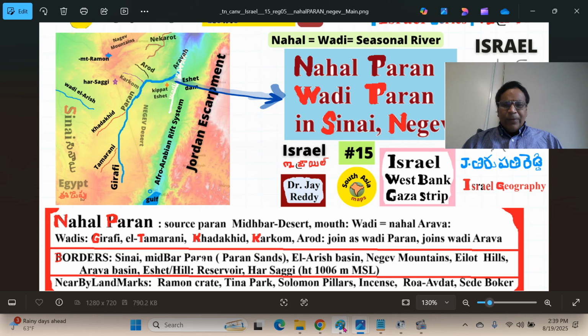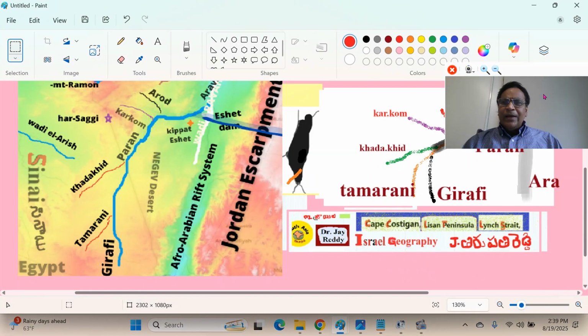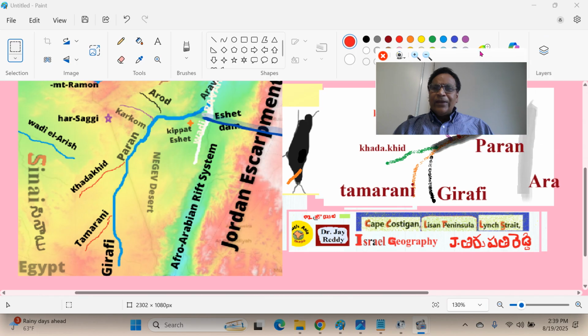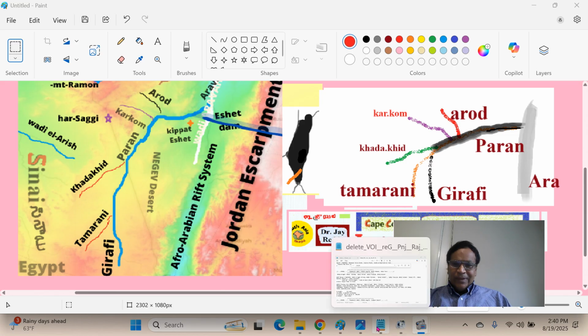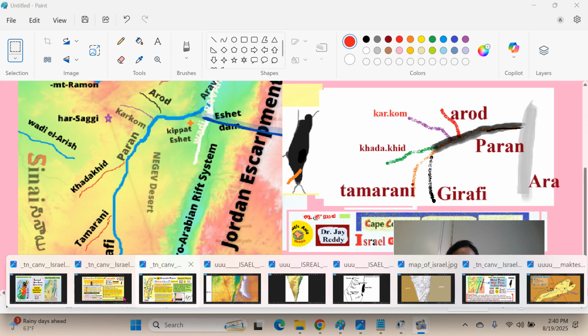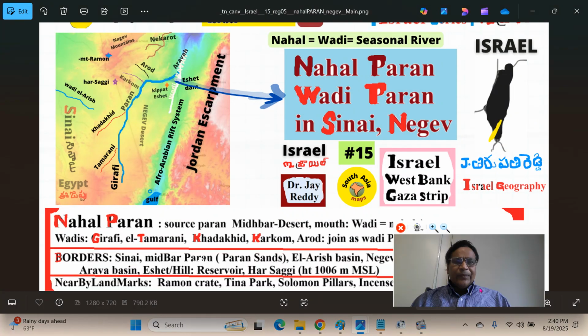And here I am trying to show these wadis in detail. You can look at it here. So Giraffe Wadi here and Tamarani Wadi here, Kadakid Wadi here, Karkom Wadi here, Arod Wadi here, the bigger Wadi, Paran Wadi, Nahal Paran, that joins Araba, that is again a Nahal, a Wadi.